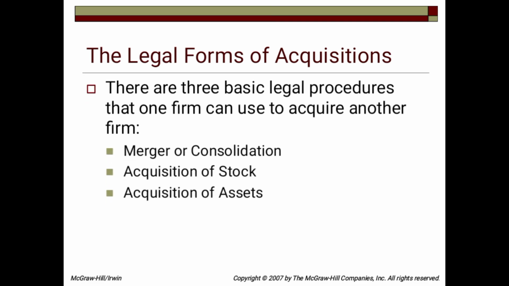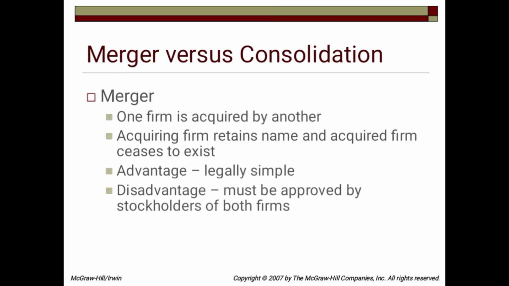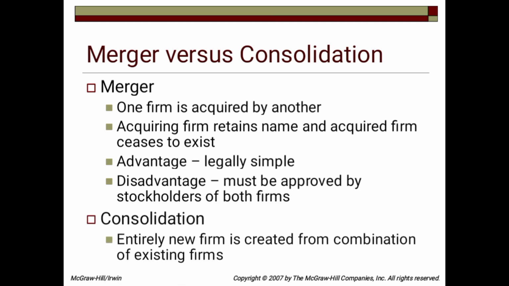There are three basic legal procedures that one firm can use to acquire another: merger or consolidation, acquisition of stock, and acquisition of assets. Merger versus consolidation. Merger: one firm is acquired by another. The acquiring firm retains its name and the acquired firm ceases to exist. Advantage: legally simple. Disadvantage: must be approved by stockholders of both firms. Consolidation: an entirely new firm is created from a combination of existing firms.